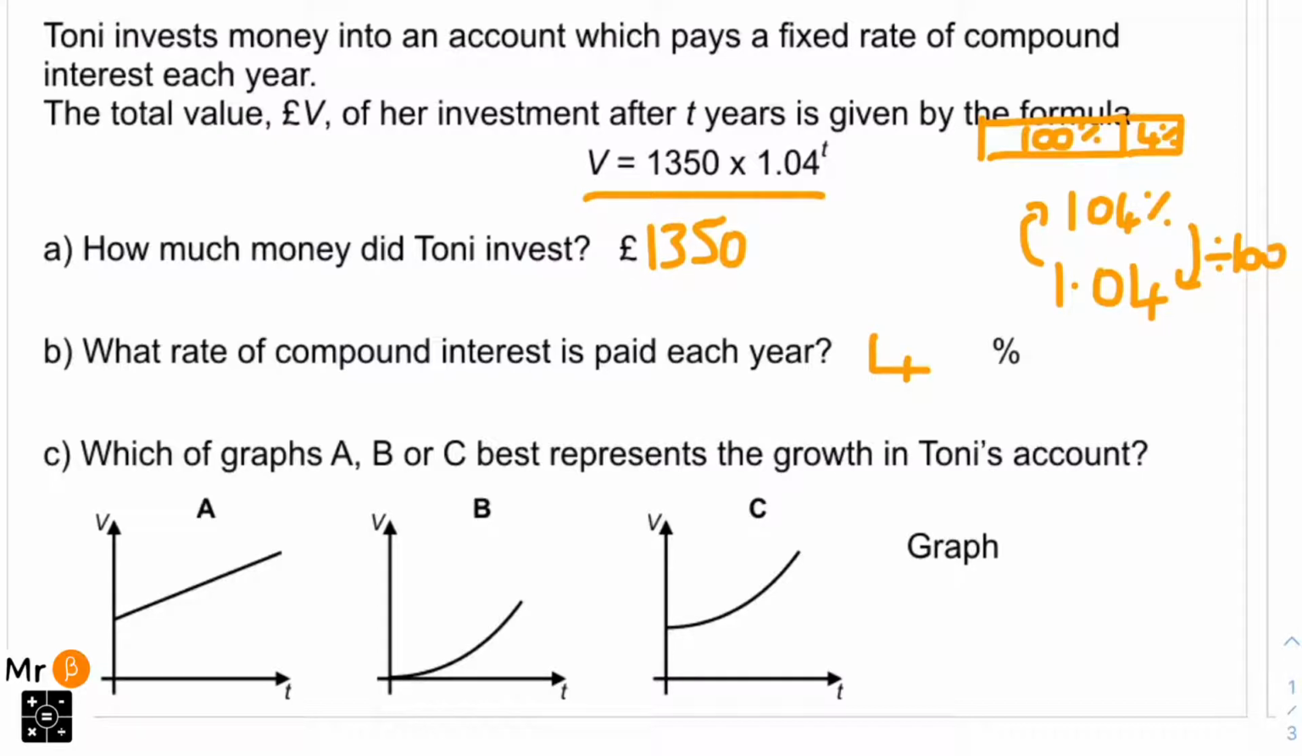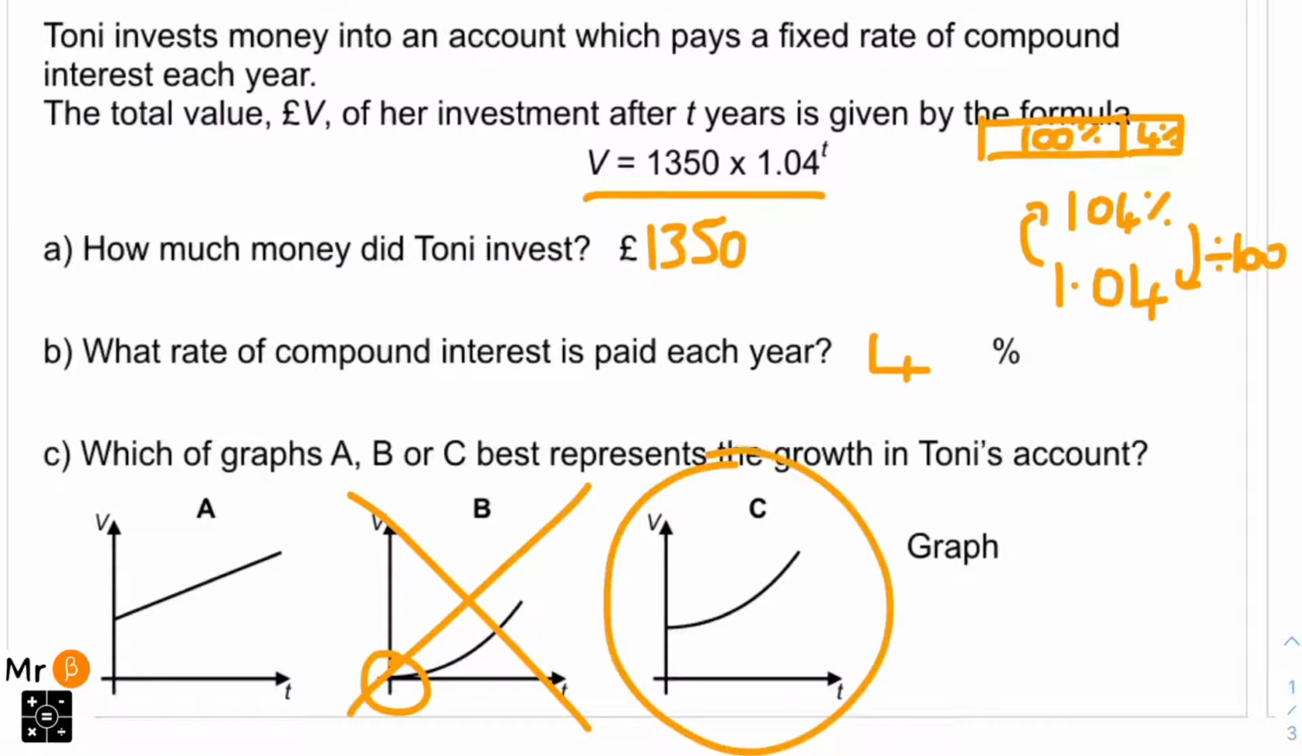Finally, part C. Well, we know that the amount which it starts with is 1,350, so therefore it cannot start at this 0. So we can straight away cross out B. Then part A, we have a linear graph. This is what it would look like if it was simple interest, where you added on the same amount each year. However, this is compound interest, and actually it is increasing exponentially.